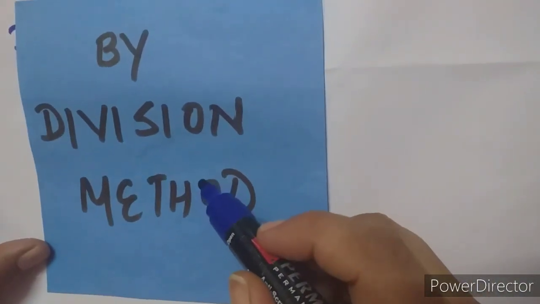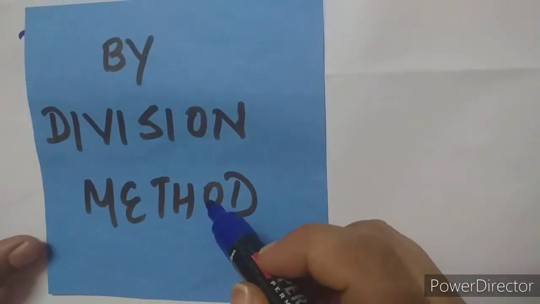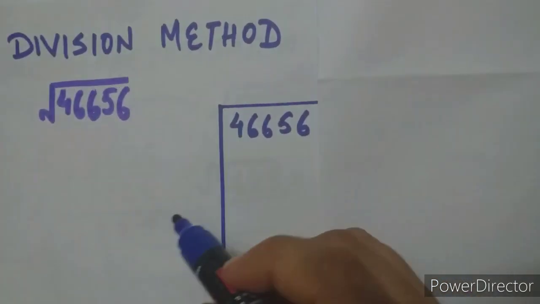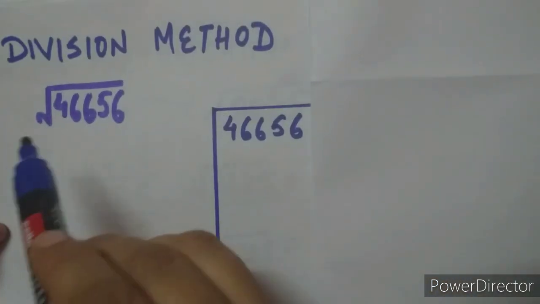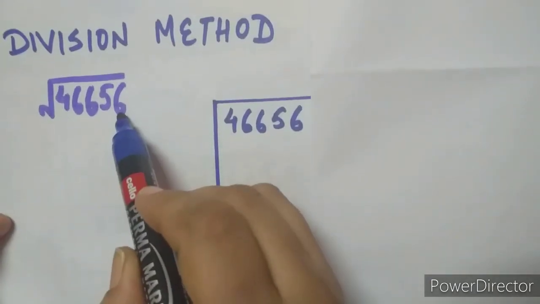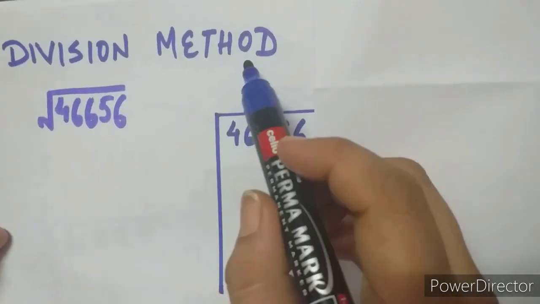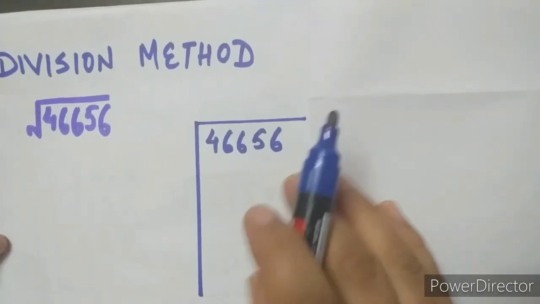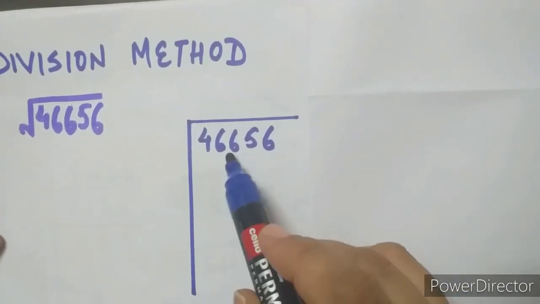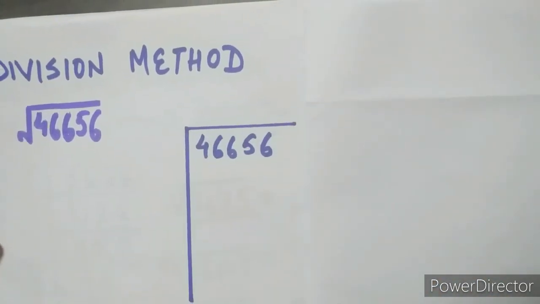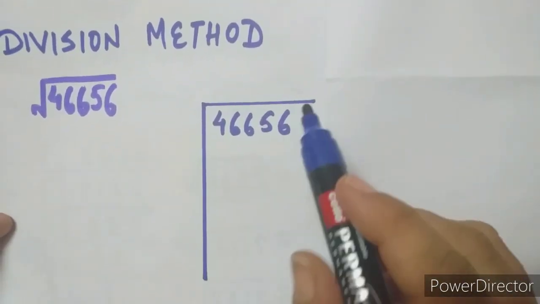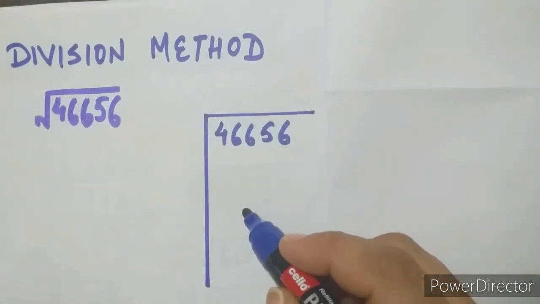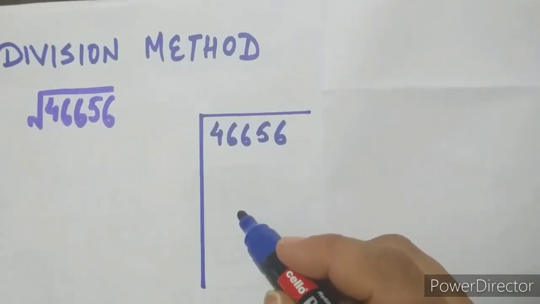Now here comes our next method, the division method. For that I have taken up one example for you: how to find the square root of 46,656 using the division method. The first step here is to write this given number in the form of the square root sign only. Again I have drawn a square root sign; as you need the same length you can draw.